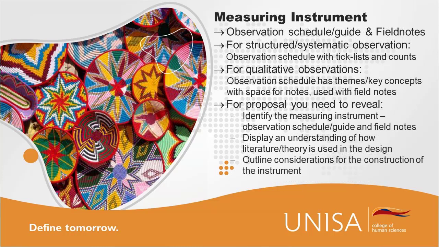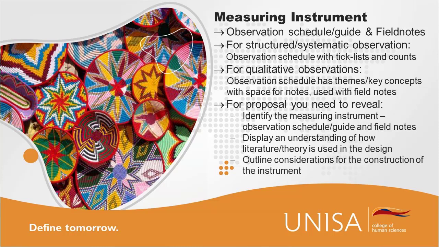Let's talk about instrumentation next. Now, most scholars who write about observation research say that the researcher themselves is the measuring instrument or the data collection instrument. But it's also important that you use some tool, some form of measuring instrument, to record what you have observed. And we specify two of these tools. One is the observation guide or schedule, and the second is field notes.